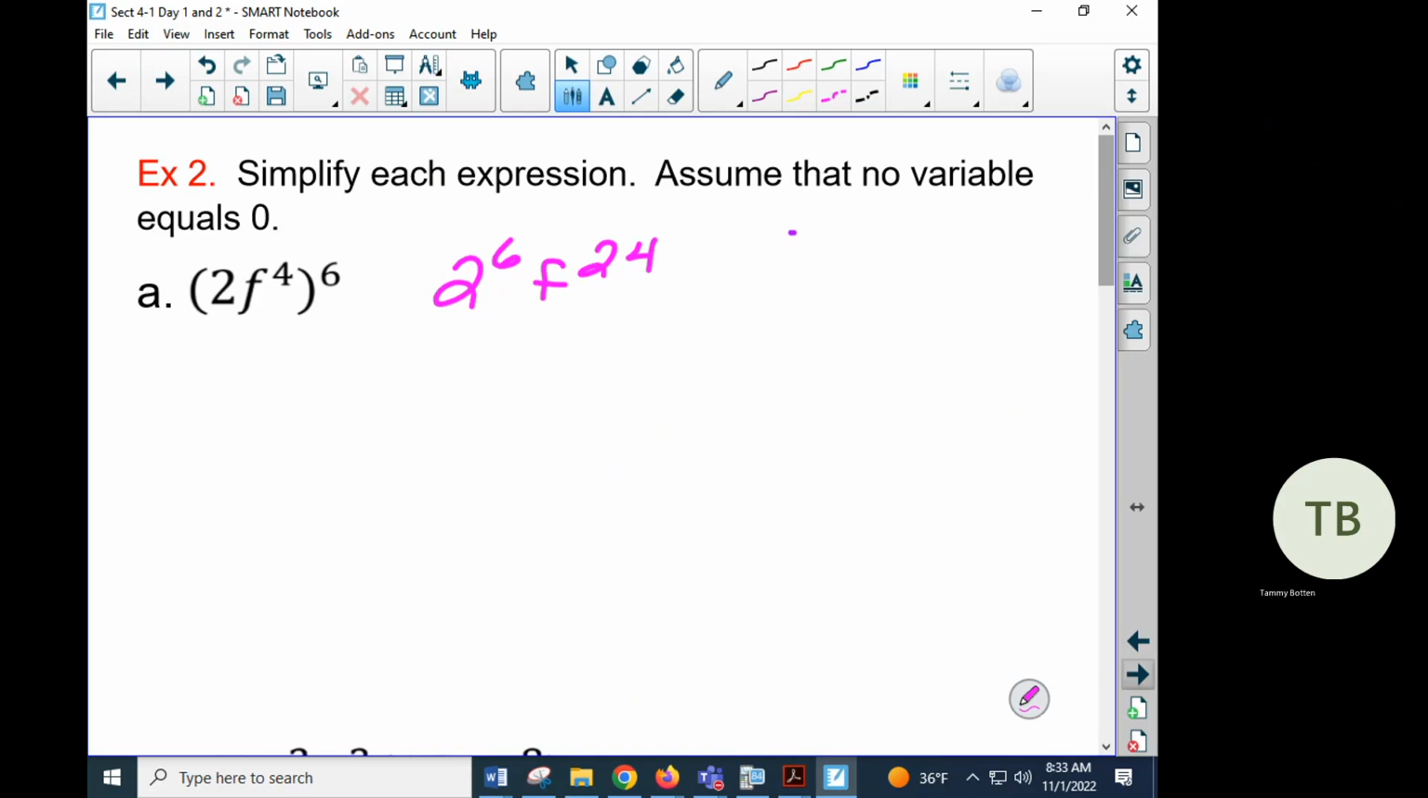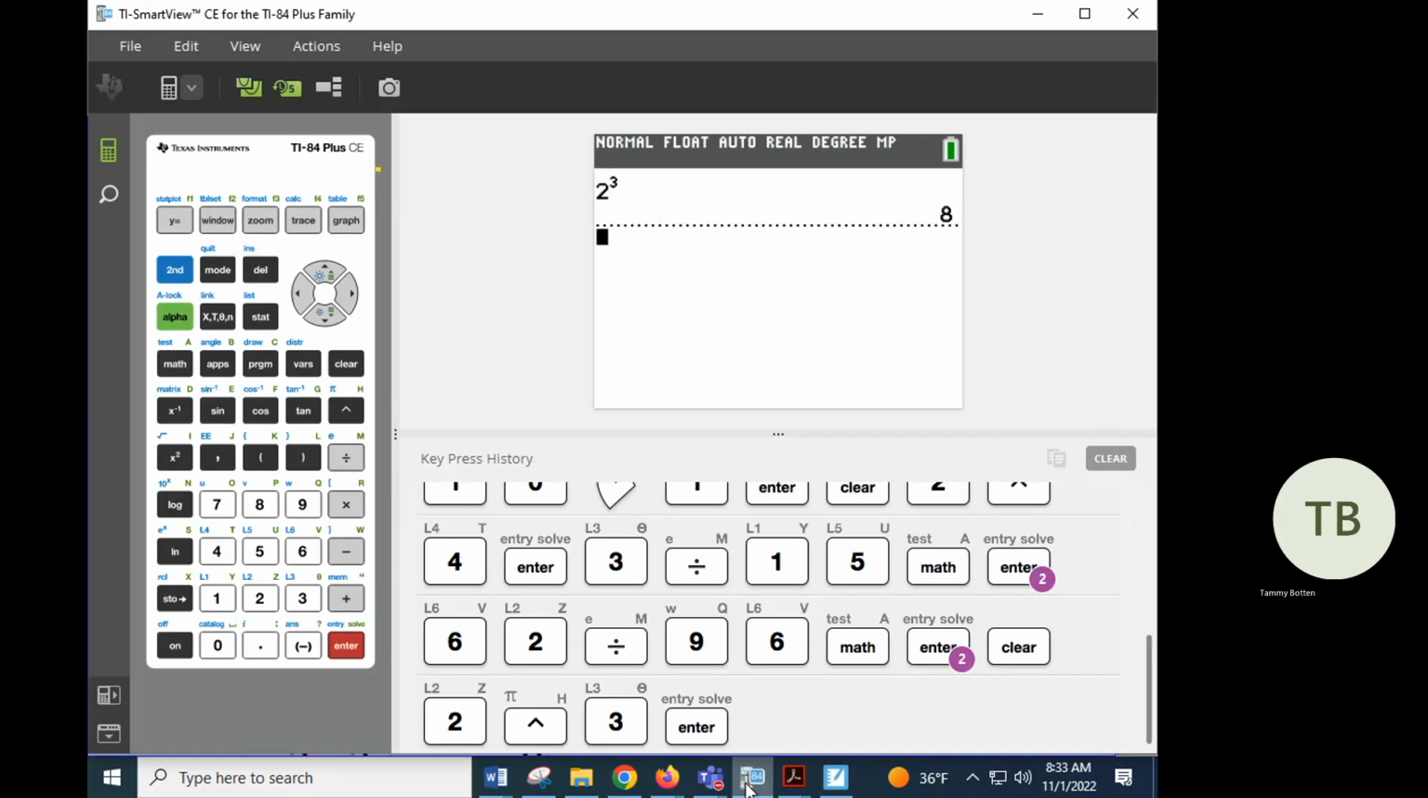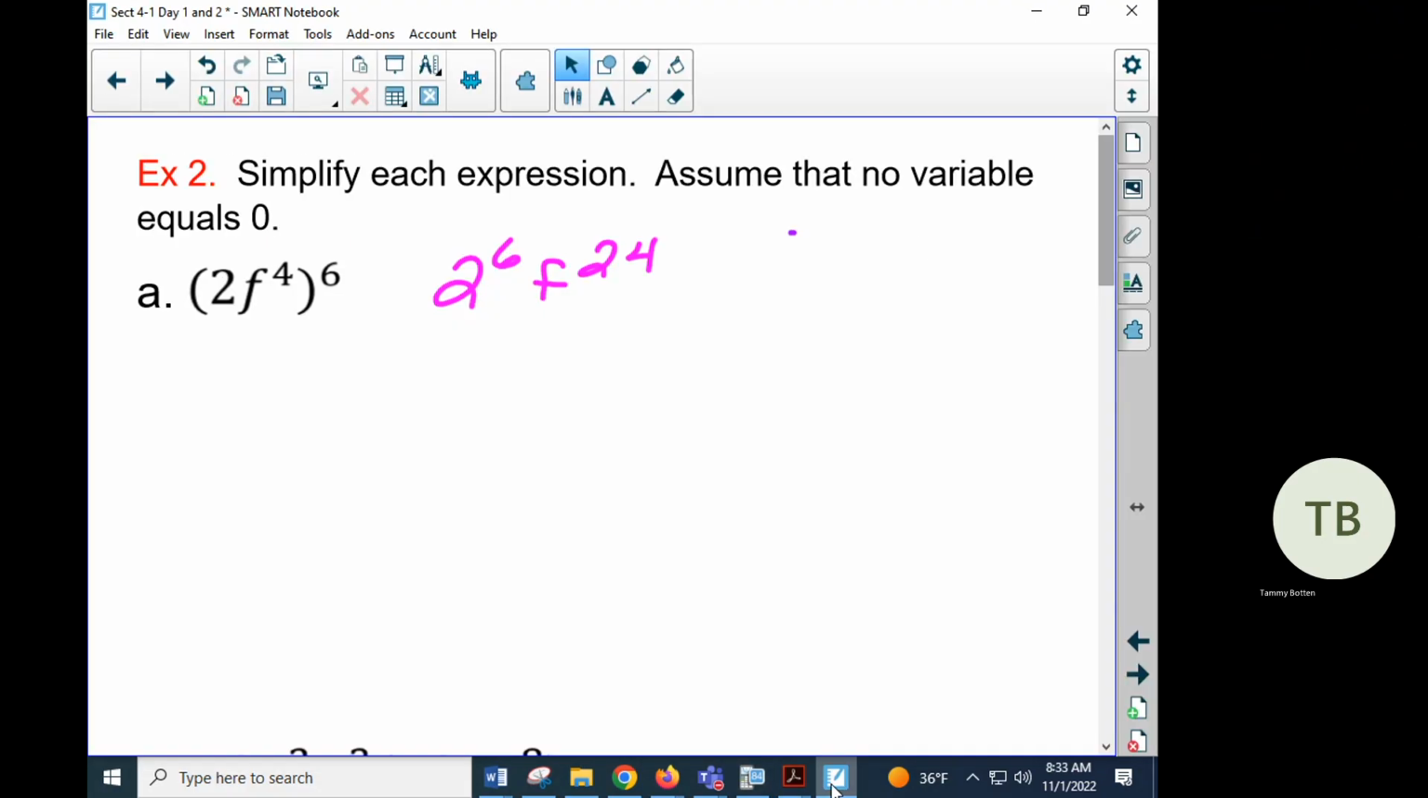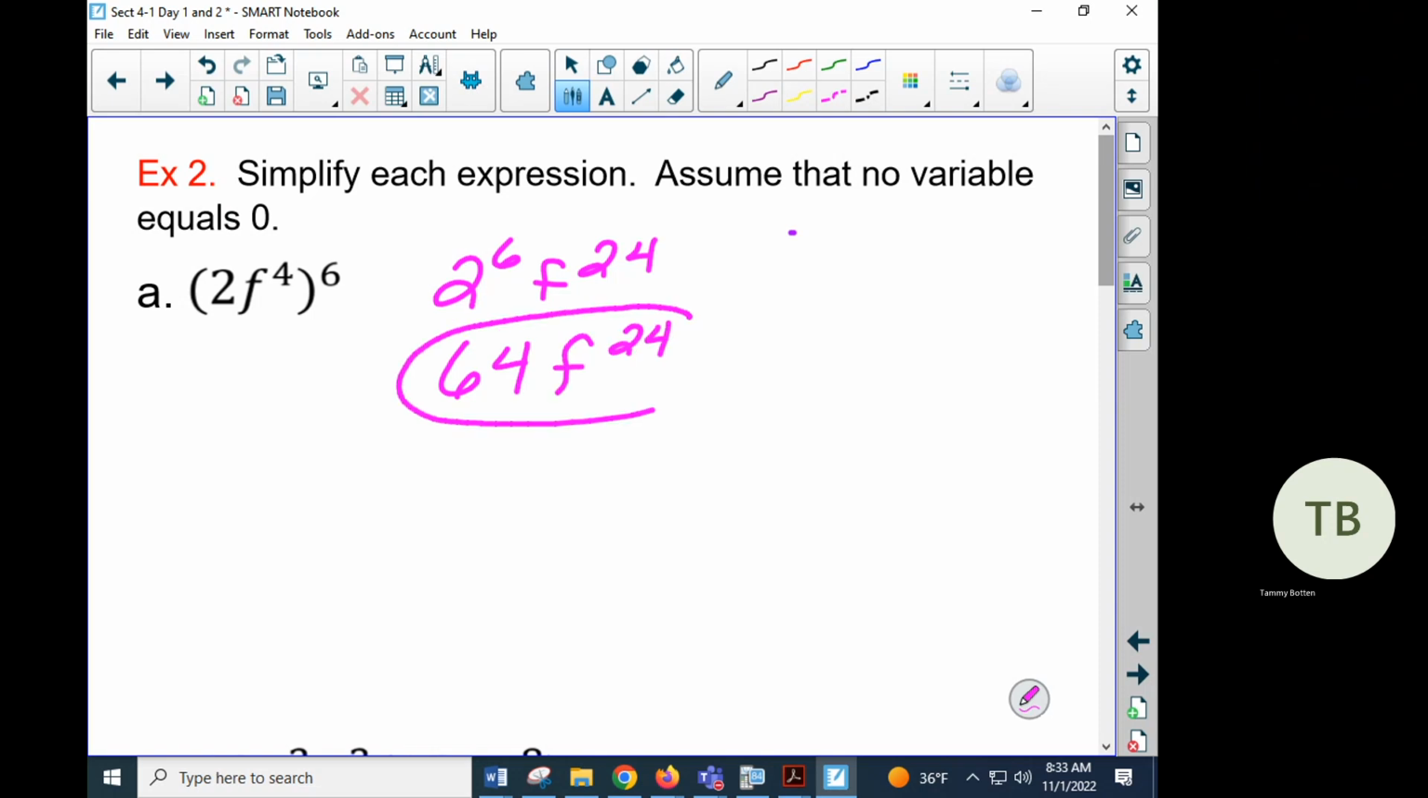Now, we can't leave 2 to the 6, so that's where you'd go to your calculator and you'd go 2, this up arrow, 6, and 2 to the 6 is 64. So this would be 64 f to the 24th power.